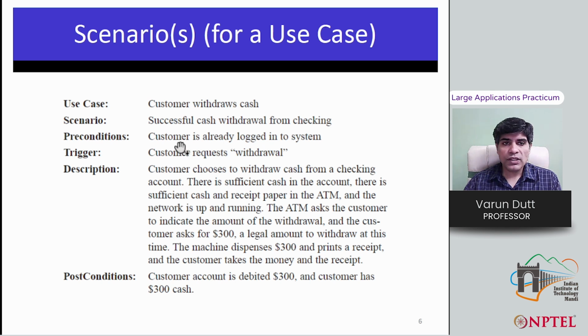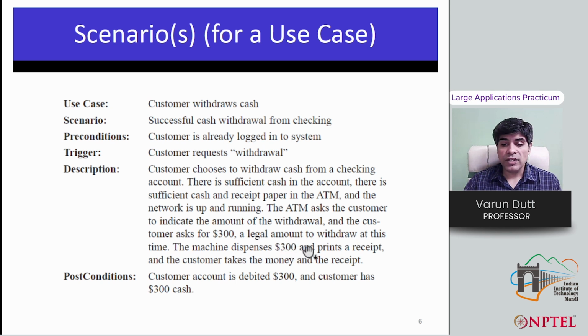So generally a use case scenario starts with a precondition, that is, the customer is already logged into the system, and a trigger, the customer requests the withdrawal. In the description, the customer chooses to withdraw cash from the checking account, there's sufficient cash in the account, there is sufficient cash and receipt paper in the ATM, and the network is up and running. The ATM prompts the customer to indicate the amount of withdrawal, and the customer asks for $300, a legal amount to withdraw at this time.